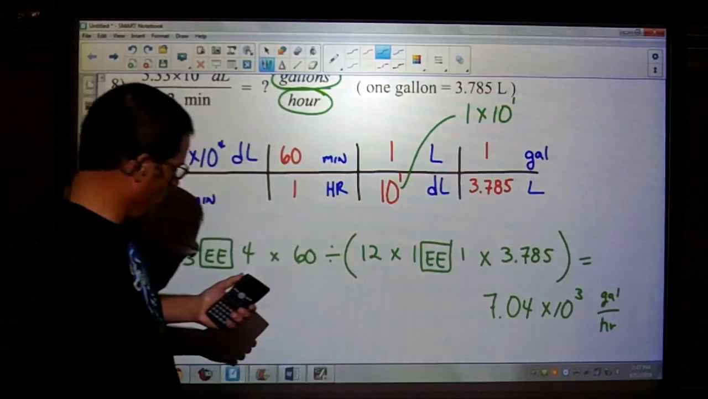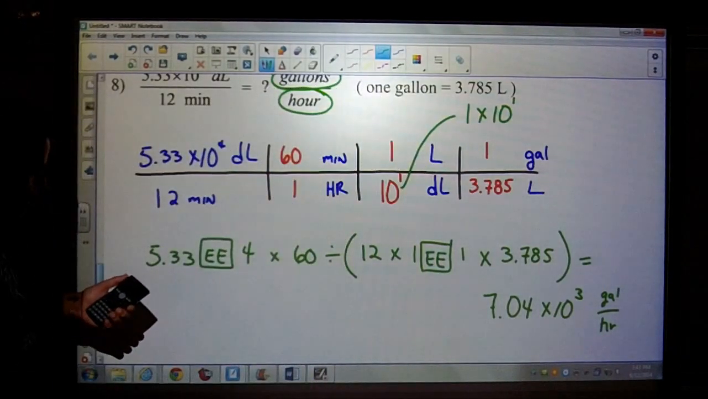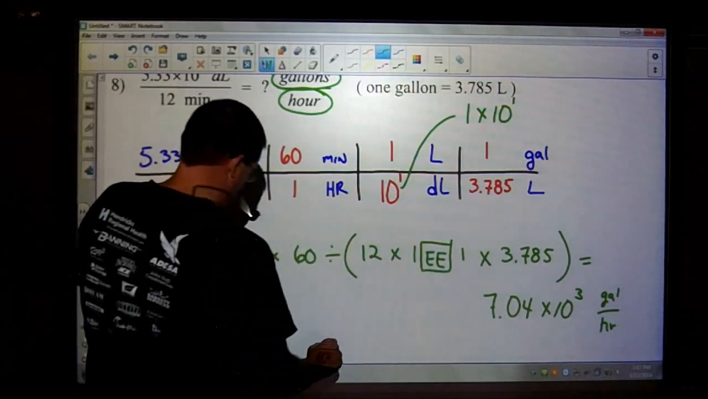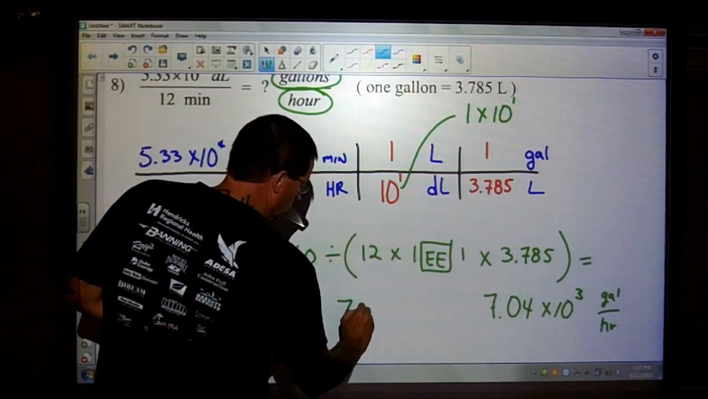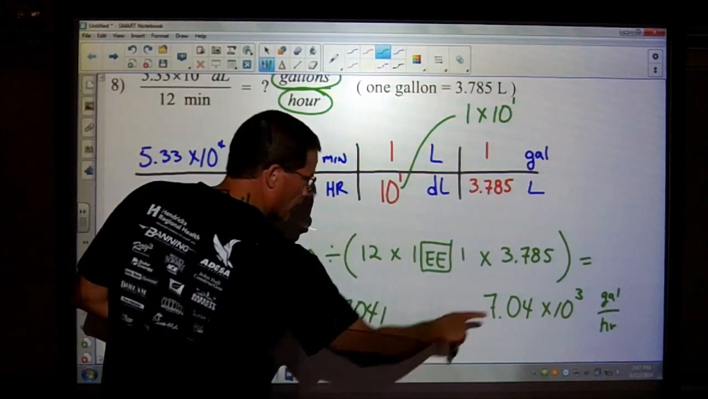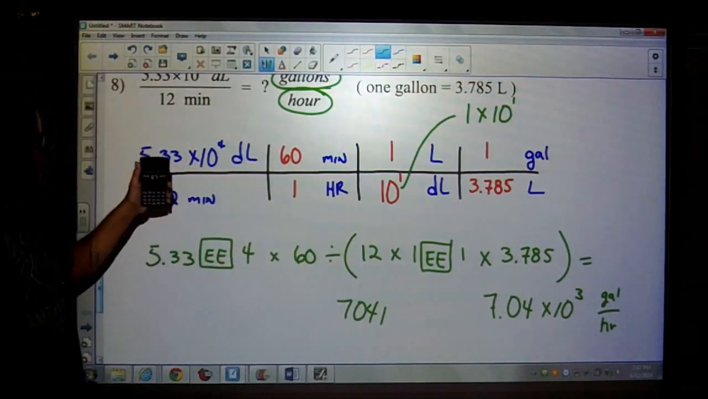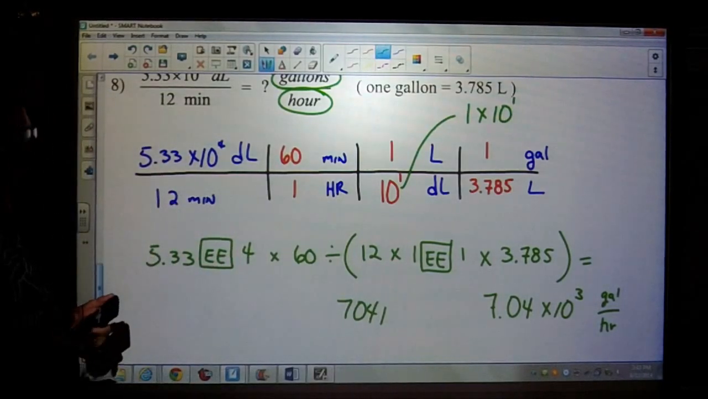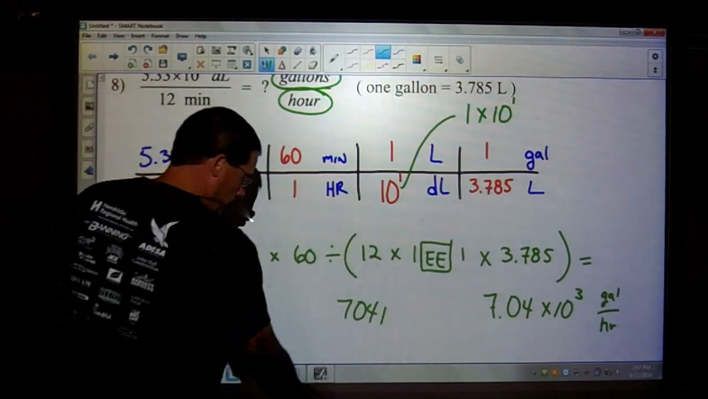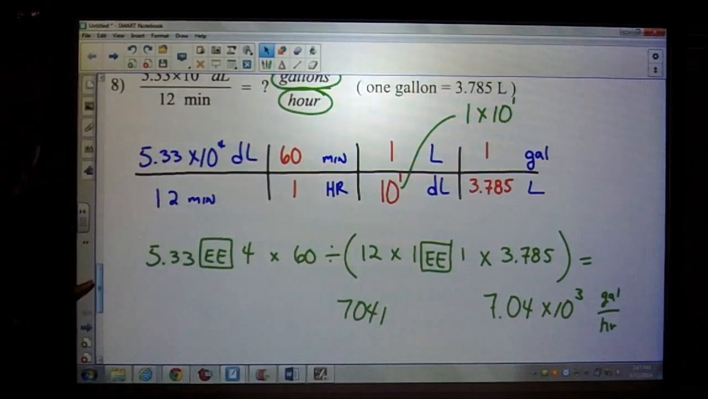Gallons per hour, or if you wrote it as 70,041 with that unit, I could live with that. But again, try to get your answer to the same number of significant figures. I believe we have one more.